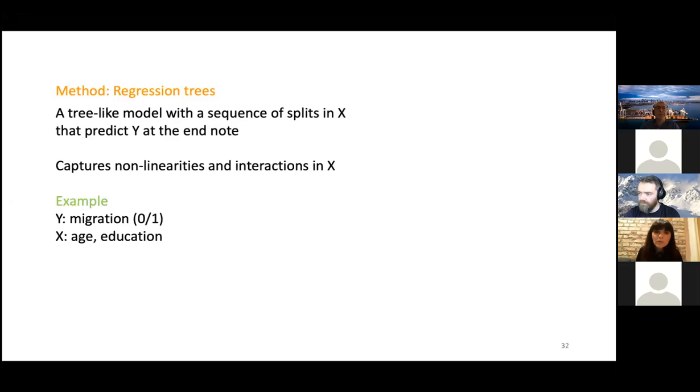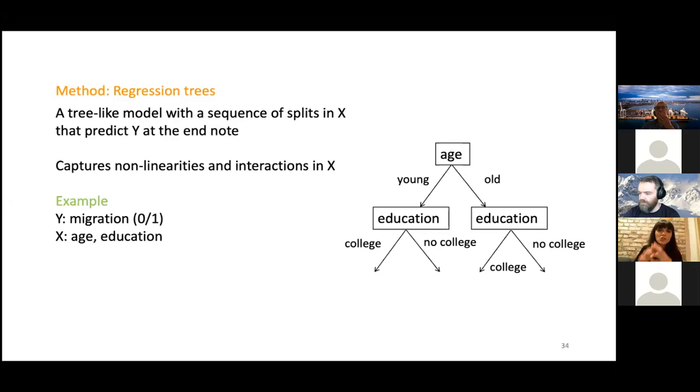To give an example, if we wanted to predict migration as a 0-1 outcome, and let's say that we have age and education as the predictors, we can imagine the tree first splitting the sample into young and old, and then each branch splitting further by education as college, non-college educated people, and then we would have a prediction at the end of each of these nodes.